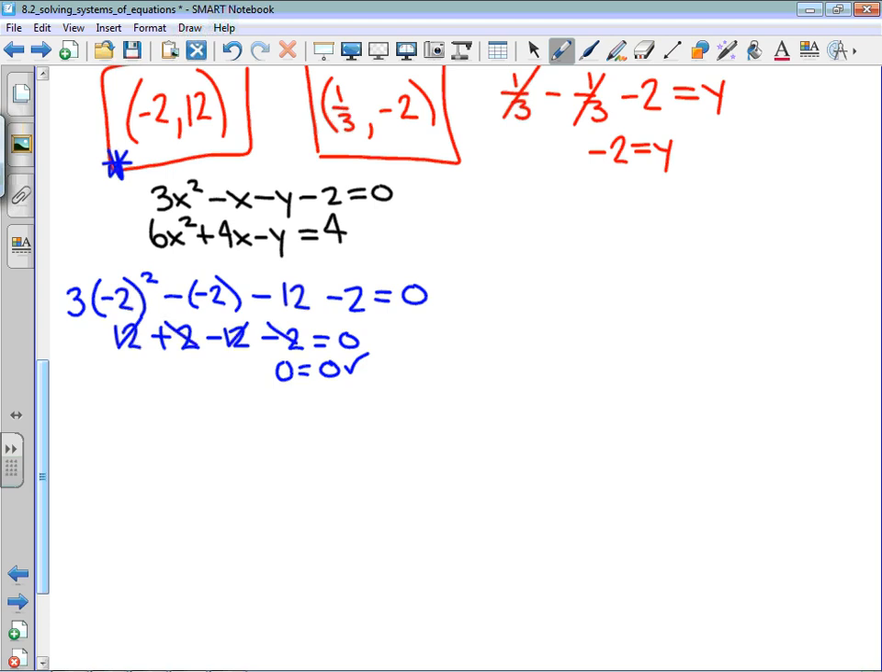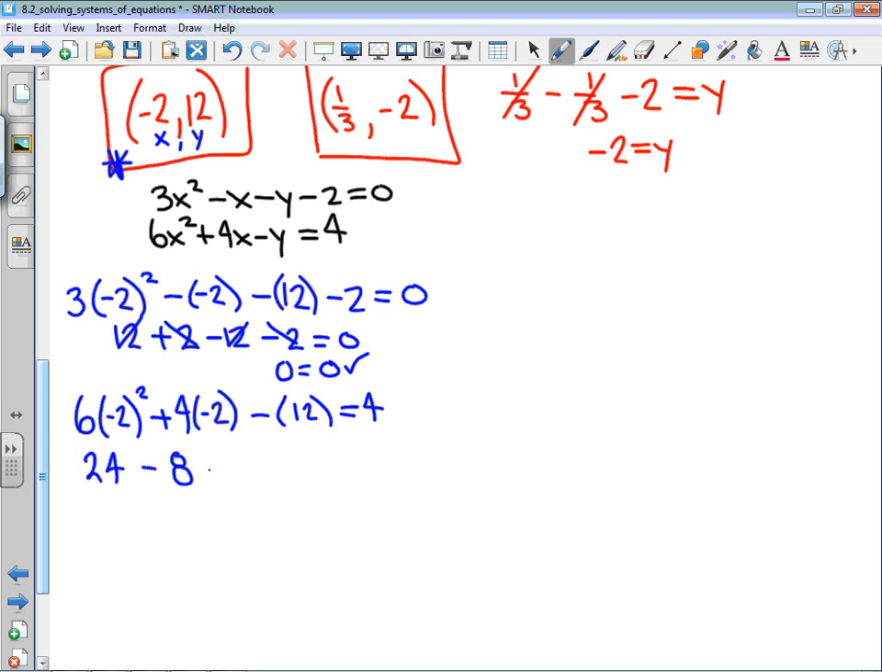But we have to check it in both. So we will check if 6 times negative 2 squared plus 4 times negative 2 minus 12 is equal to 4. Keep in mind that all I'm doing here is replacing x with negative 2 and y with 12, because that is what my solution indicates that we've determined. So negative 2 squared is positive 4. This is 24 minus 8 minus 12 is equal to 4. 24 minus 8 is 16. 16 minus 12 is 4. And that did verify correctly.